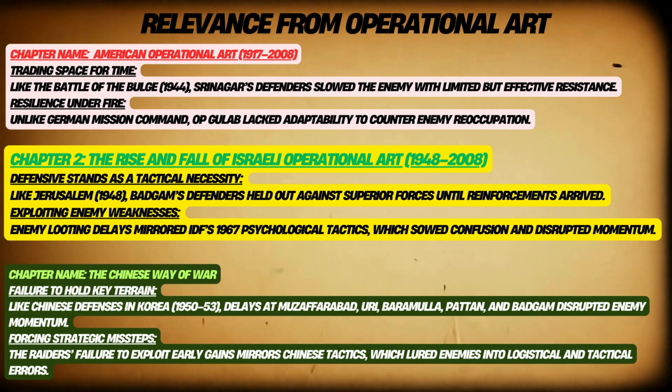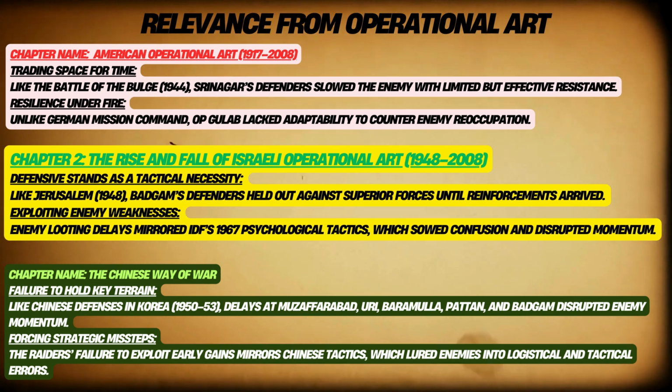Chapter 3. The Chinese Way of War. Failure to hold key terrain. Similar to Chinese defenses in Korea, 1950-53, delays at Muzaffarabad, Uri, Baramulla, Patan, and Budgam disrupted enemy momentum and prevented rapid breakthroughs, forcing strategic missteps.